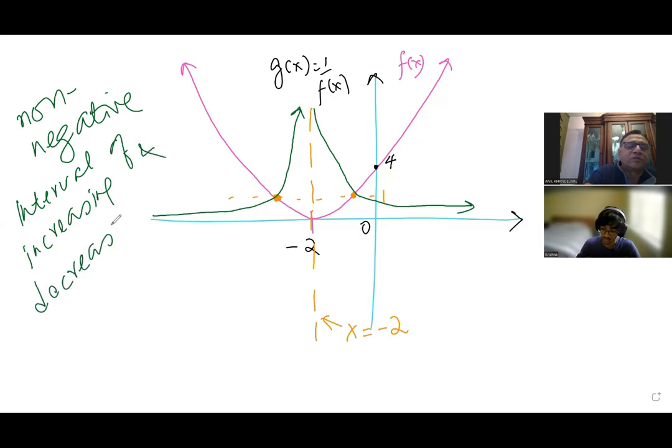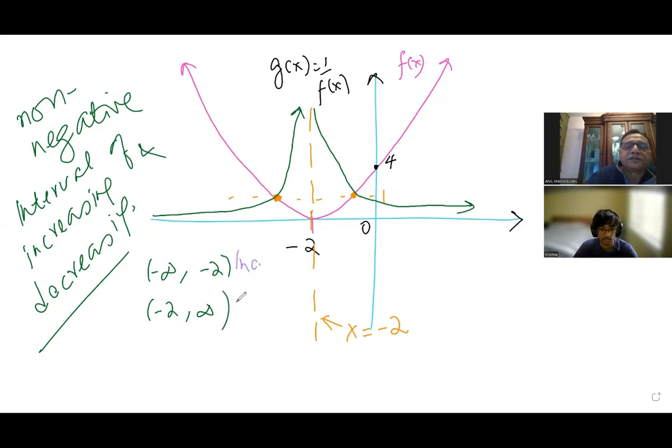Yeah, tell me. For the reciprocal, it would be -infinity to -2. Very good. And then for the decreasing, it would be -2 to infinity. Very good. So we have increasing and decreasing intervals. This is increasing and this is decreasing. Perfect. And where is the function g of x positive, greater than 0?